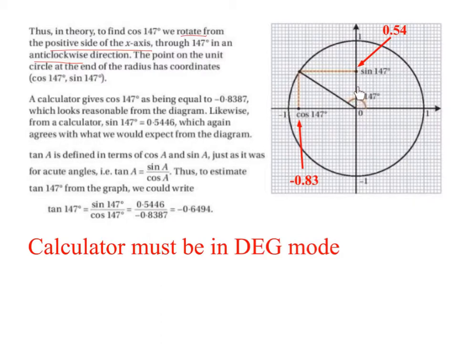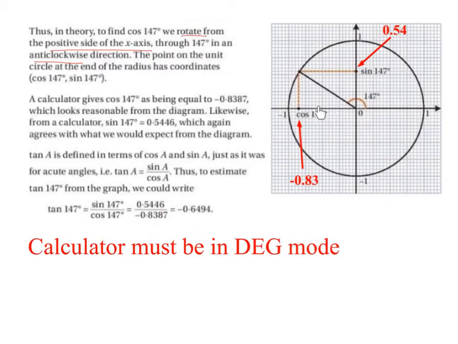So this would be 90 degrees. This would be a right angle. If we keep going as far as here, we get to 147 degrees. This point right here on the unit circle, at the end of the radius, has the coordinates cos 147 degrees, comma, sine 147 degrees. So this point here is cos 147 degrees, sine 147 degrees. A calculator gives cos of 147 degrees as being equal to minus 0.8387.